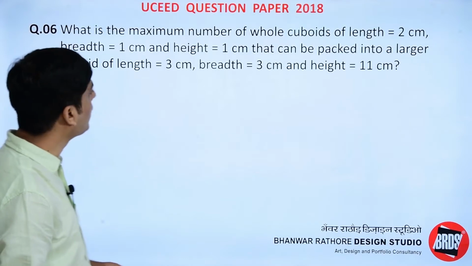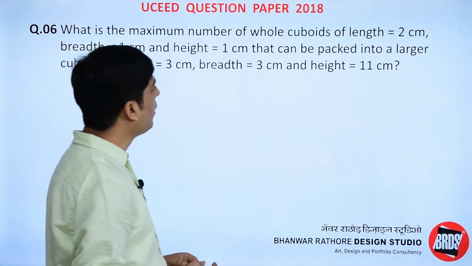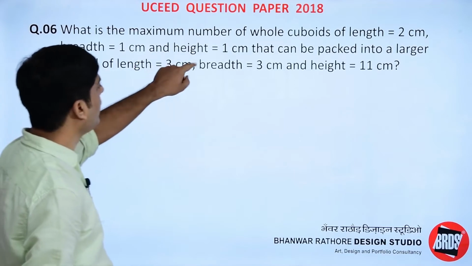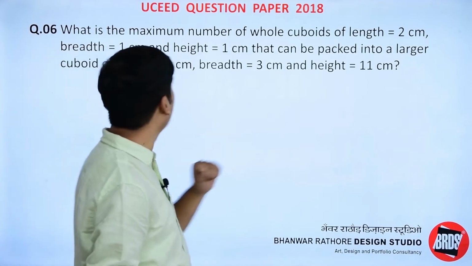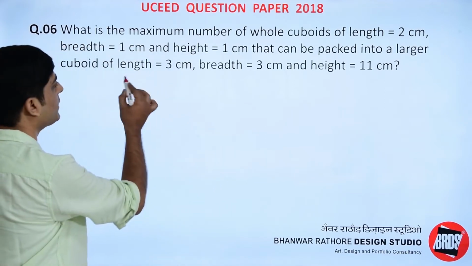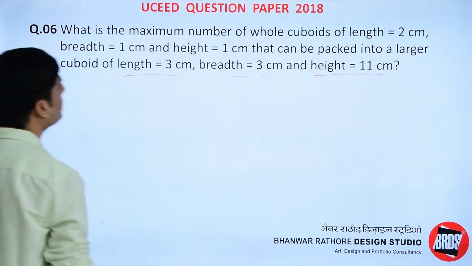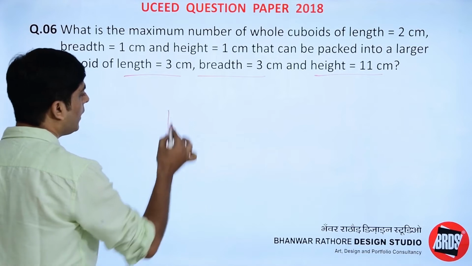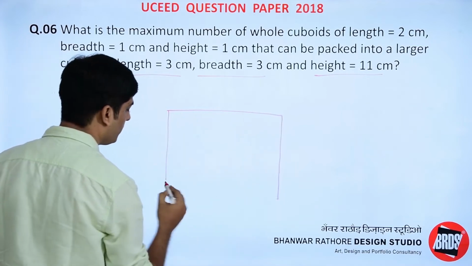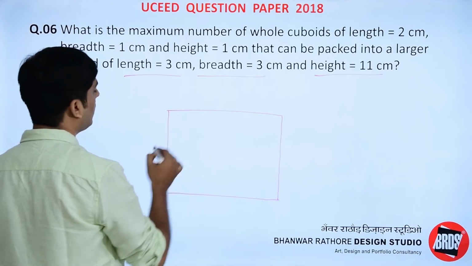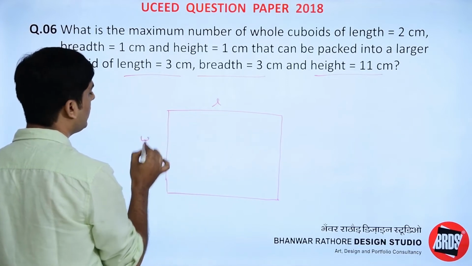What is the maximum number of whole cuboids of length 2 centimeter, breadth 1 centimeter, height 1 centimeter that can be packed into a larger cuboid having a length of 3 centimeter, breadth 3 centimeter and a height of 11 centimeter? So first of all, we will draw a larger cuboid having a length and width of 3, 3.